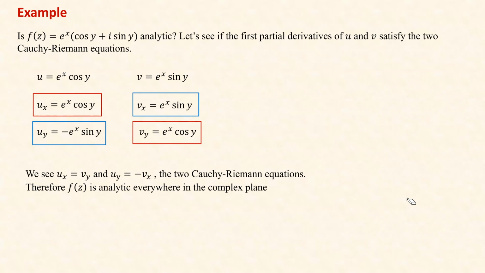You see that? So this is a complex function. We see that it satisfies the Cauchy-Riemann conditions everywhere in the complex plane. Therefore, the function is analytic everywhere in the complex plane. Make sense?